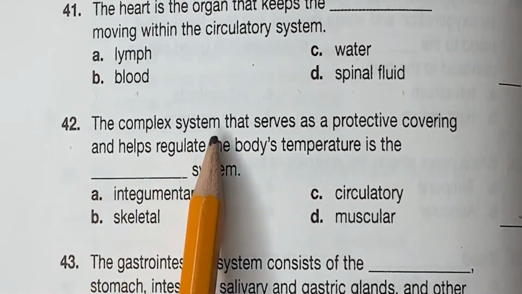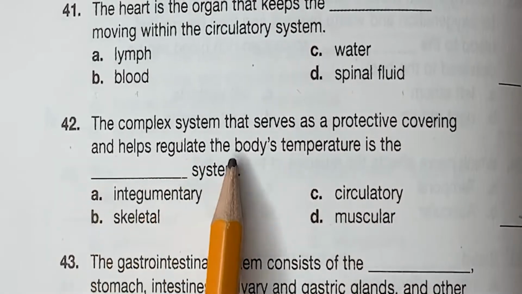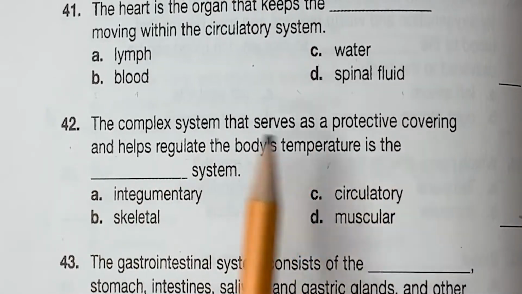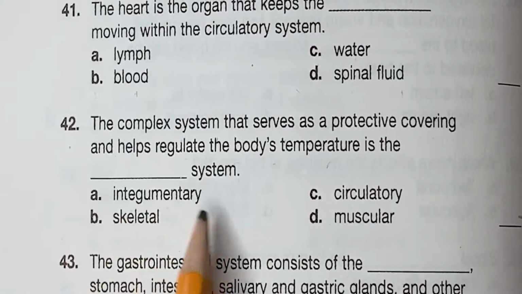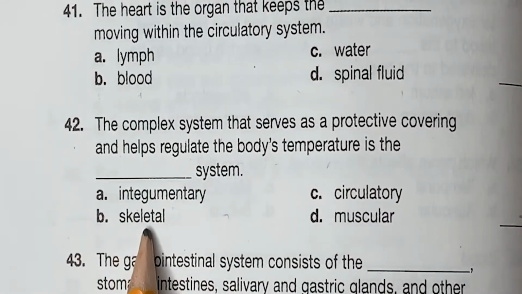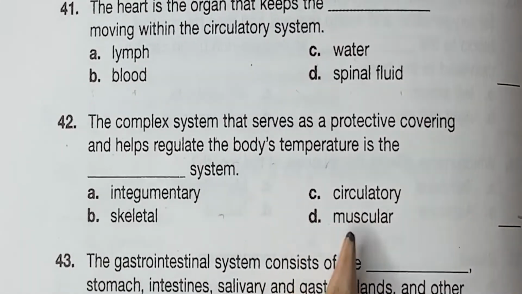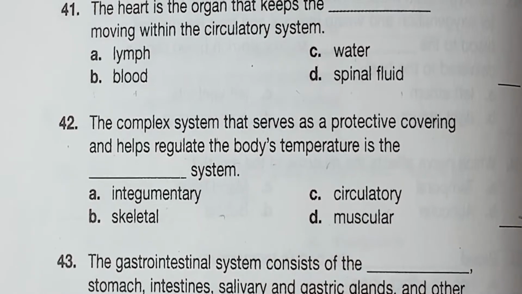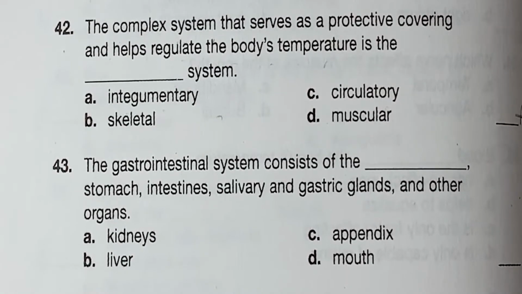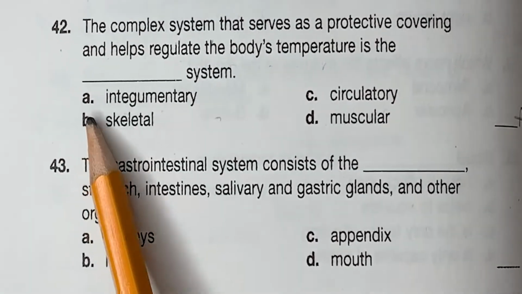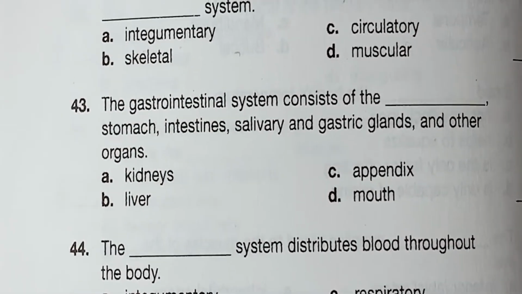42. The complex system that serves as a protective covering and helps regulate the body's temperature is the blank system. Is it A, integumentary? B, skeletal? C, circulatory? Or D, muscular? And your correct answer is A, integumentary.